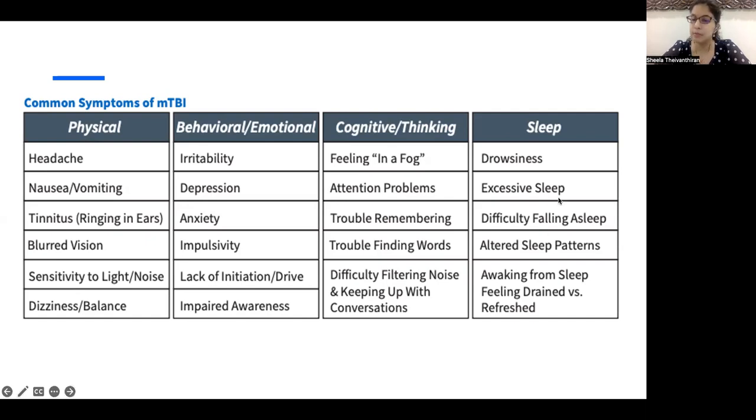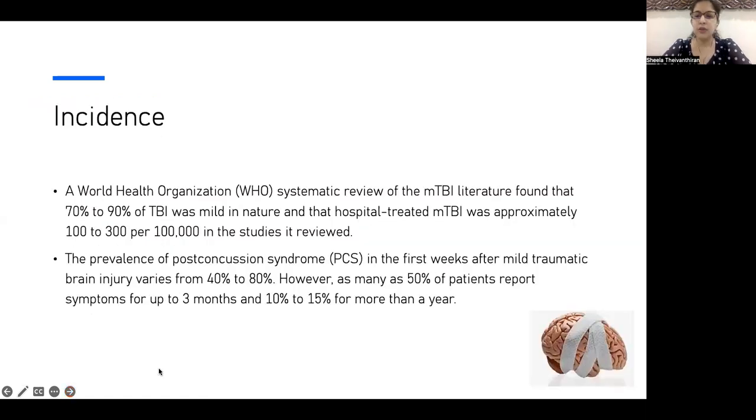They have problems sleeping, okay, maintaining sleep, falling asleep, and sometimes have too much sleep, okay. They don't feel refreshed once they fall asleep. So sometimes there is some amount of fatigue that comes into mild TBI as well. Okay, so then you ask me, so how often does that happen?